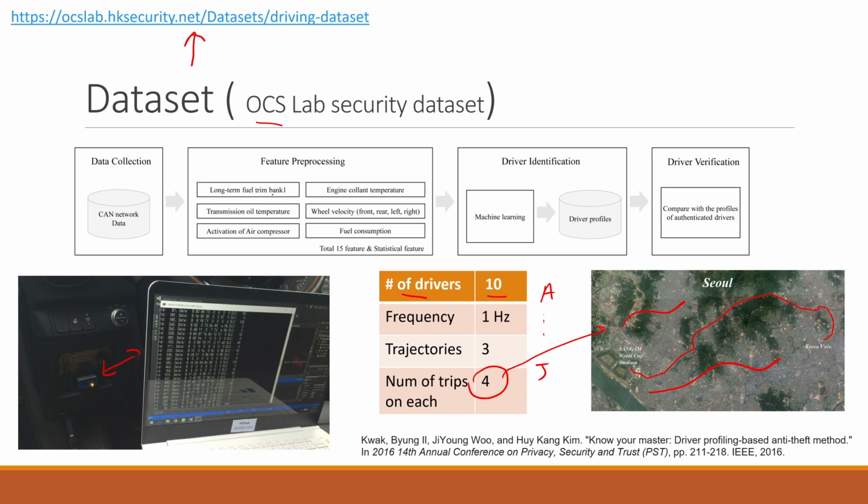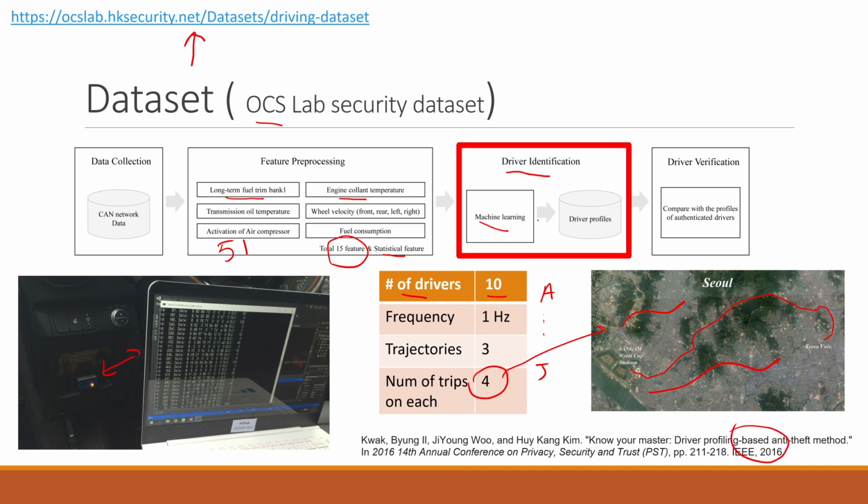These are some examples, like it contains long-term fuel trim, engine coolant, and so on. So there were a total of 51 different features. Like CAN bus data, you can get 51 different features. These are a few examples, and they have selected the best 15. I'm not discussing how they have selected the 15 best over here. They performed some statistical features with that, and they performed some machine learning to identify the driver, which is our today's topic.